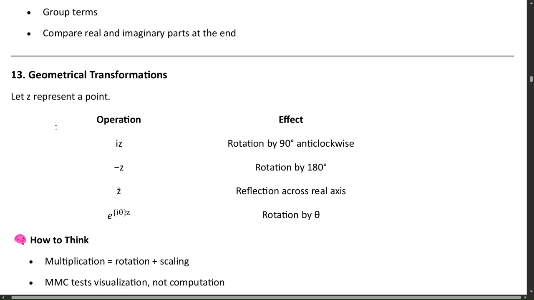Now some geometrical transformations. So multiplication by i rotates the point by 90 degrees in anti-clockwise direction. Multiplication by minus 1 rotates it by 180 degrees. Then taking its conjugate reflects it across the real axis, that is the x-axis, and then multiplication by e raised to i theta rotates it by theta.